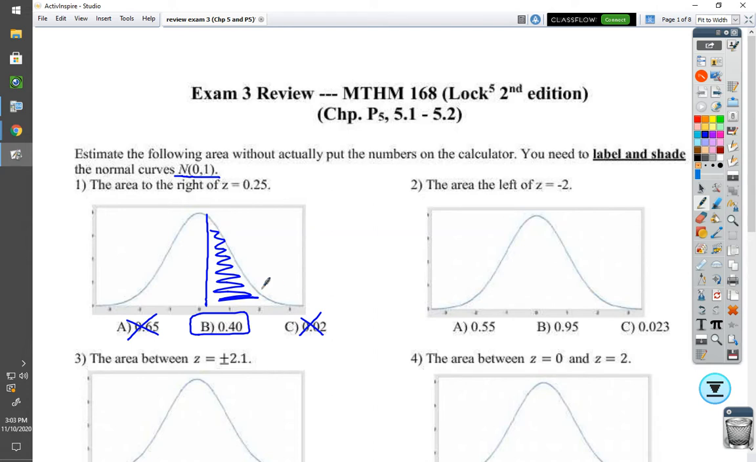I'll use number 2 now. The area to the left of z negative 2. So I find a negative 2 z value, and my shading is to the left-hand side. Again, I use my knowledge of the curve itself. There's no possible way this is approximately 95% shading. In addition, it can't be 55% because that would be half the curve or more. It has to be letter C at approximately 2.3%.